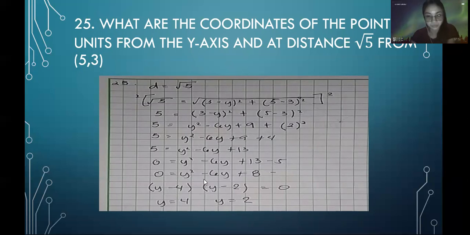So factor. So the quantity y minus 4 times the quantity y minus 2 is equal to 0. So the value of y is 4 and 2.